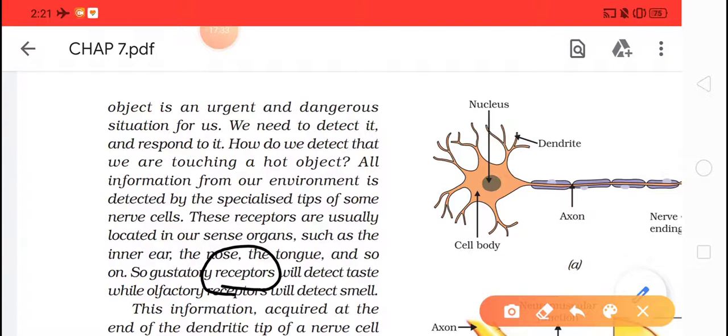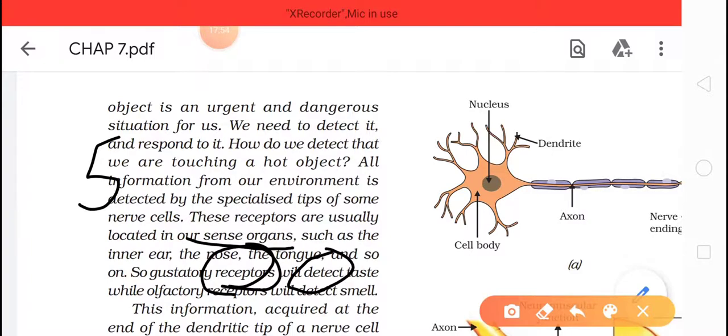The receptors will detect, see the words, these are scientific words. On your sense organs, you have 5 sense organs, I have just explained. So on your sense organs you will have receptors that will detect the information, and it will be given to the brain. It will go to the brain, and then the answer will be given back.